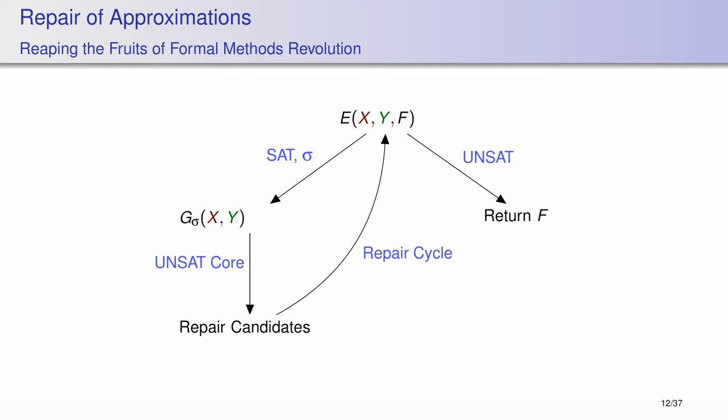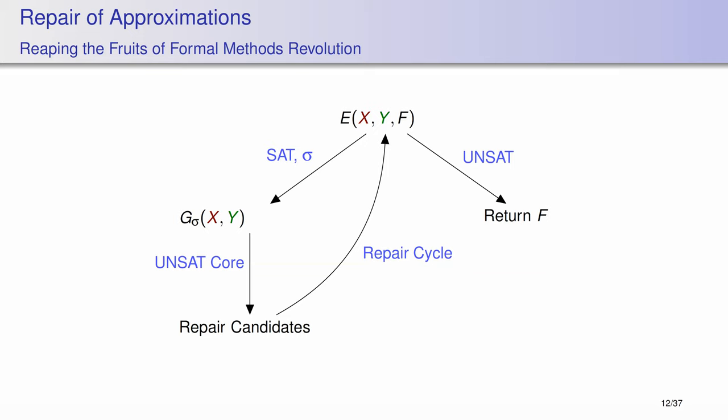We are going to come up with a formula, which I'm going to call the error formula, E of X, Y, F. The property of this error formula is that if it is satisfiable, then there exists a counterexample. What does a counterexample mean? It's a valuation over the input for which the function will output something that does not satisfy the specification.